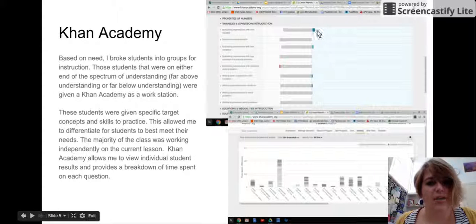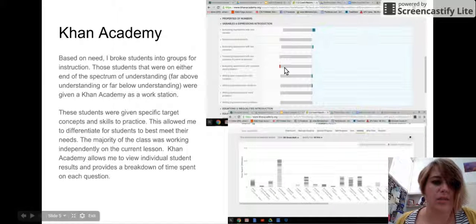The high students got what they needed. They got a little extra challenge. And then the low students that really needed the review were able to go back and target specific skills, foundational skills that helped them during our current unit. And again, being able to track student data this way was really helpful.